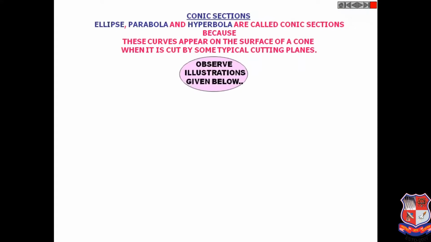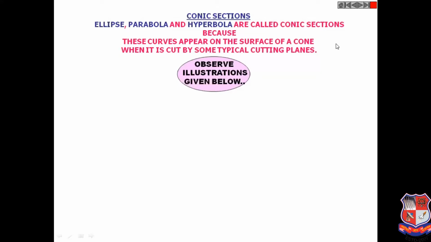First of all, we are discussing what the ellipse, parabola, and hyperbola are. Ellipse, parabola, and hyperbola are called conic sections. Why? Because these curves appear on the surface of a cone when it is cut by a typical cutting plane. Observer illustrations are given below. By the illustrations, we have to understand how the ellipse, parabola, and hyperbola are drawn.